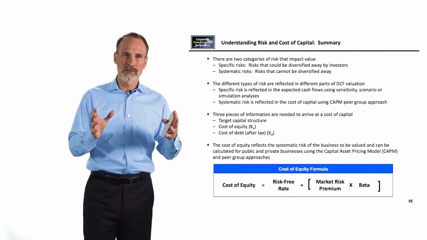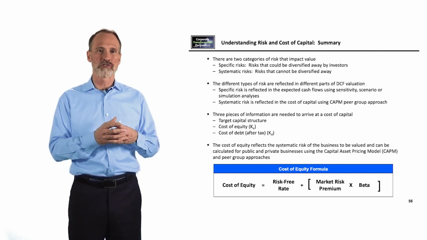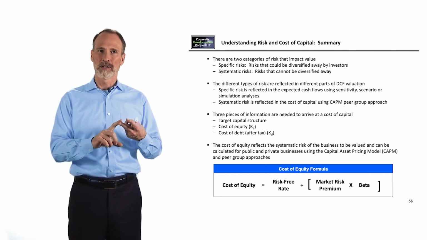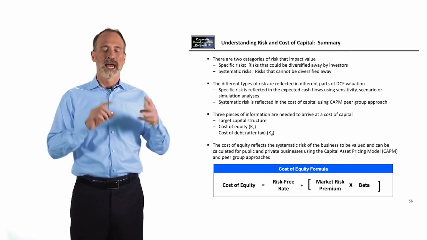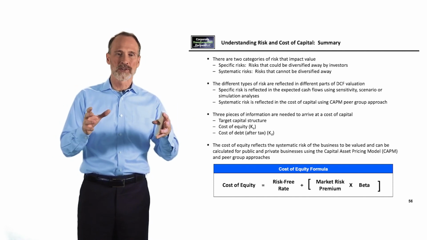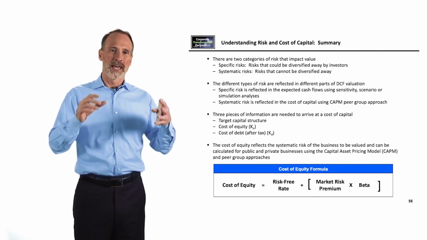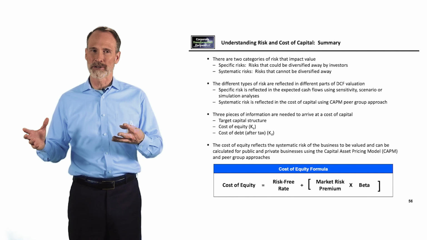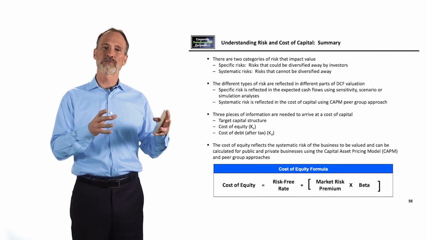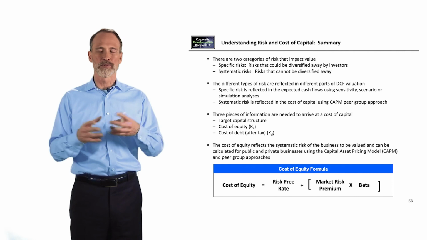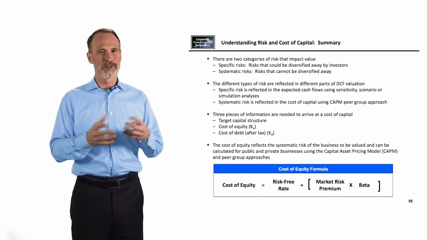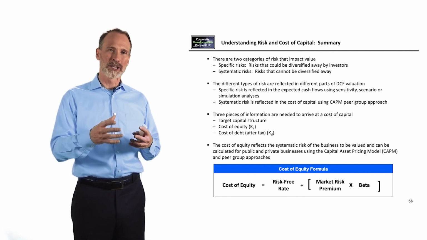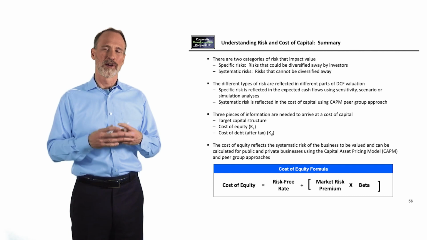So you need three pieces of information in order to calculate the cost of capital. You need a target capital structure, you need a cost of equity, and an after-tax cost of debt. And the cost of equity reflects the systematic risk of the business to be valued, and the best way to calculate that is using the capital asset pricing model developed by Sharpe, Lintner, and Treynor. And it says the cost of equity equals a risk-free rate plus the market risk premium times a beta. So that's what we've done in this section. Let's now test your understanding of all this by calculating an appropriate cost of capital to be used for Himalaya Dairy.